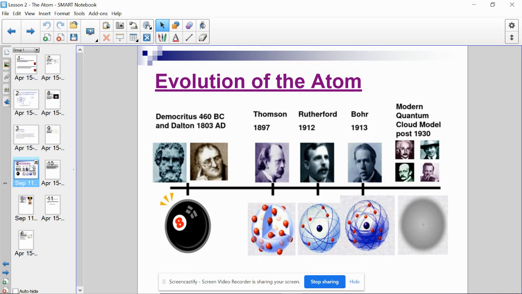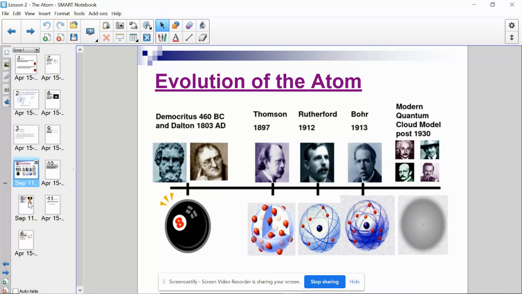This started out with Dalton back in 1803, and he basically said that every single piece of oxygen or every single piece of carbon is identical. It's basically just this little itty bitty sphere that is indivisible. You can't break it down any further.